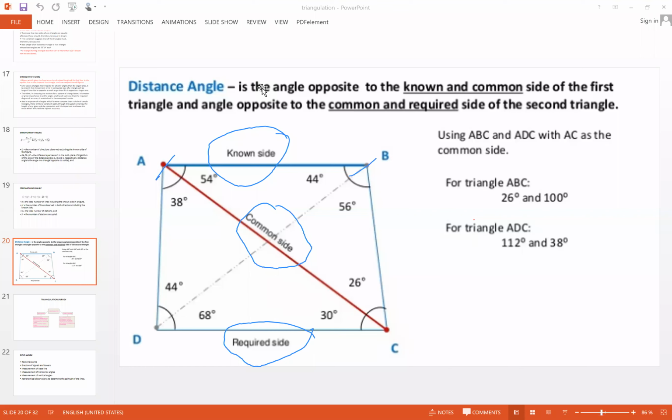Now the angle opposite to the common and required side in the second triangle. In triangle ADC, the angle opposite to the common side is 44 plus 68, so that is 112, and the angle opposite to the required side is 38. This is how you can determine the distance angles, and then using these distance angles you will be able to calculate the value of summation of delta A square, delta A into delta B, plus delta B square.